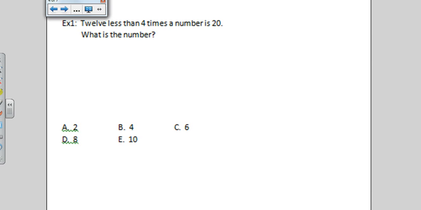What is that number? Well, let's start with the phrase less than. Less than, we know, means to subtract. But what you might not remember from Algebra 1 is that less than is what we call backwards subtraction. So whenever you see less than, you've got to think that this has got to be reversed in your head. So instead of 12 minus 4 times the number, it's actually 4 times the number minus 12. And then is the equal sign, so is 20.